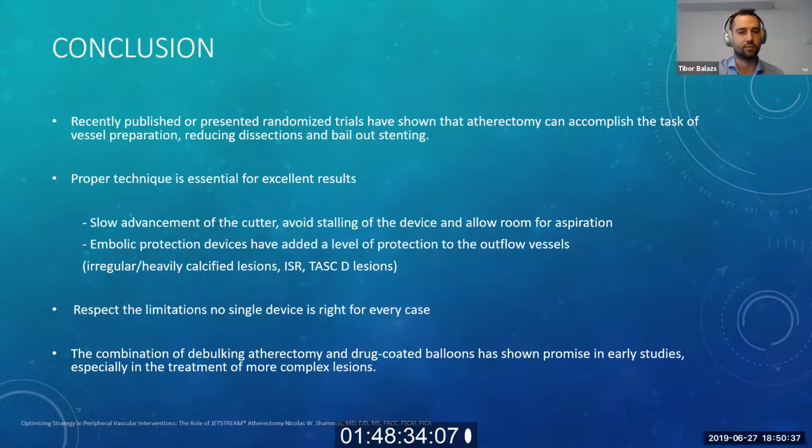and in our opinion, in our practice, the embolic protection device has added a level of protection to the outflow vessels when you are treating irregular, heavily calcified lesions, in-stent restenotic lesions or TASC D lesions. And you have to respect the limitations, because no single device is right for every case. And we see the future in combination of debulking, atherectomy, and drug-coated balloons, and there's early promise in early studies, especially in the treatment of more complex lesions.